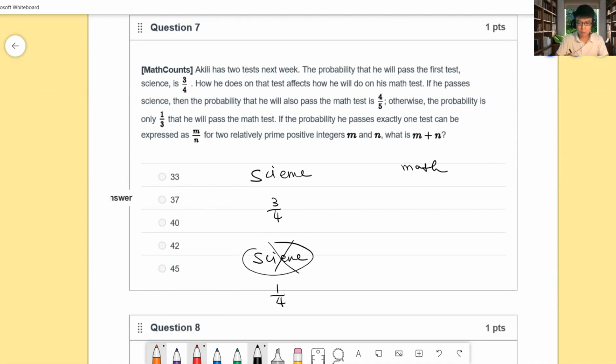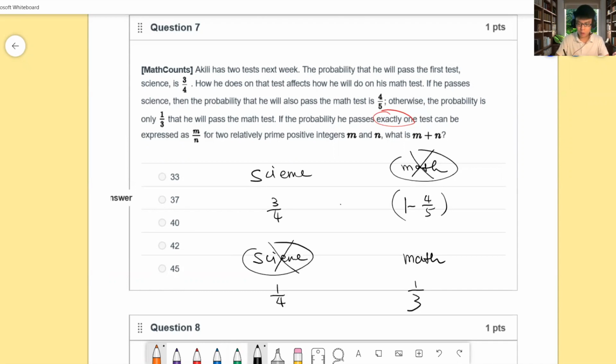In this question, we look for the probability of passing exactly 1 test. So let's discuss 2 cases, either pass science or mathematics. The first case, he passed science and failed mathematics. That means the probability of failing mathematics is 1 minus 4/5. Next case, he does not pass science, but he passes mathematics. In this case, the probability of passing mathematics is 1/3.